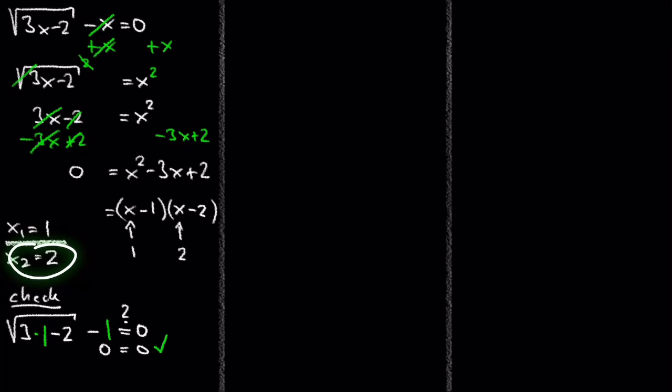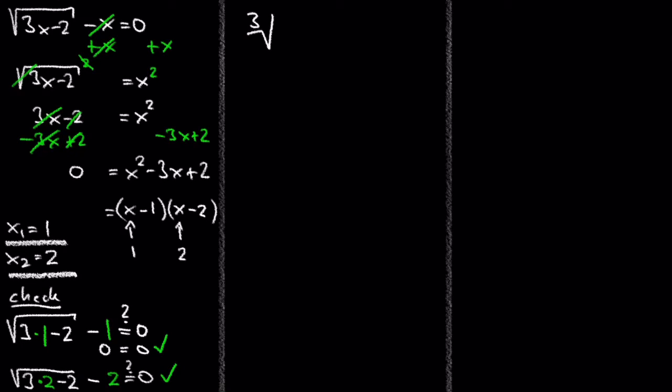Let's check the 2. The square root of 3 times 2 minus 2, minus 2, equals 0. 3 times 2 is 6, minus 2 is 4. The square root of 4 is 2, and 2 minus 2 equals 0. So 0 equals 0 is true, and our second solution is 2. So both 1 and 2 fit in our original equation.